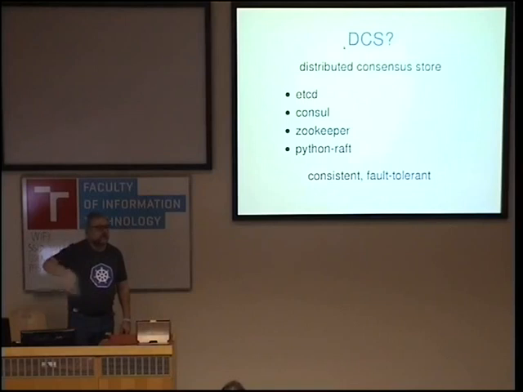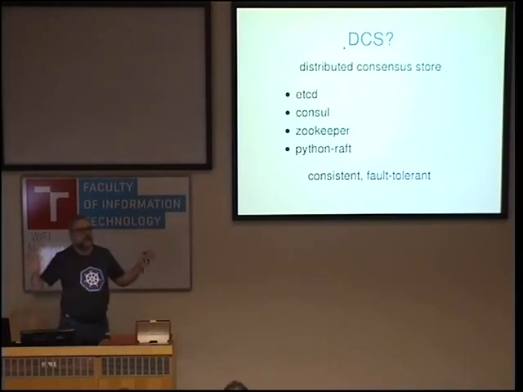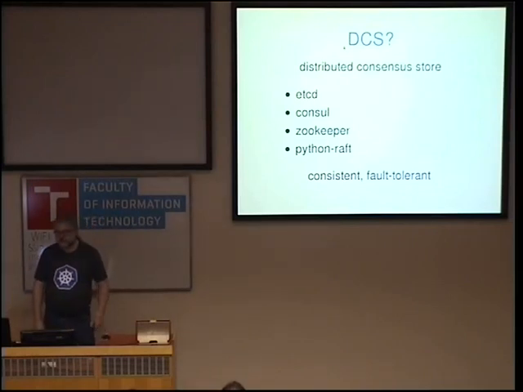For people who are not familiar with distributed consensus stores, we're talking about here things like etcd, Consul, Zookeeper, embedded stuff like Python Raft and that sort of thing, that basically just allow you to have locking and consistent metadata information among a distributed group of nodes by using the Raft or Paxos algorithms for sharing data.